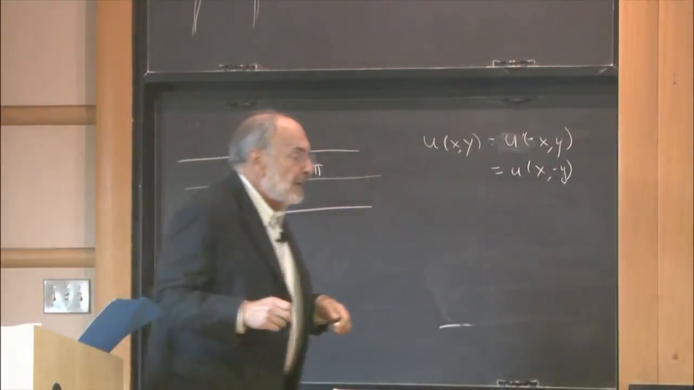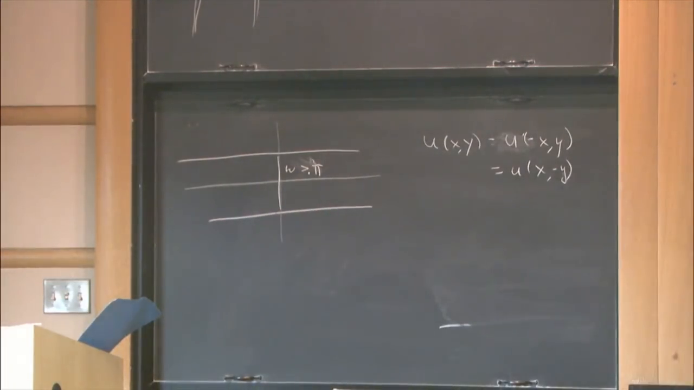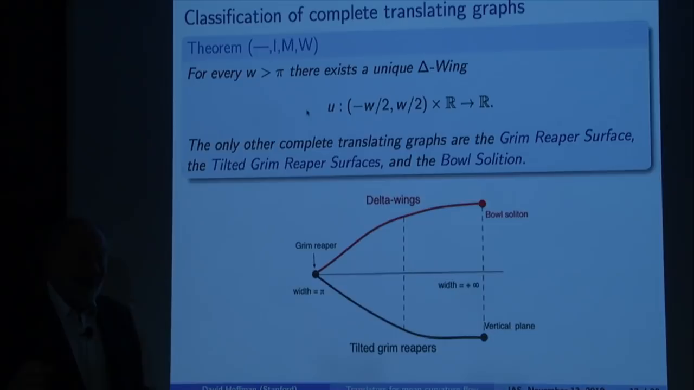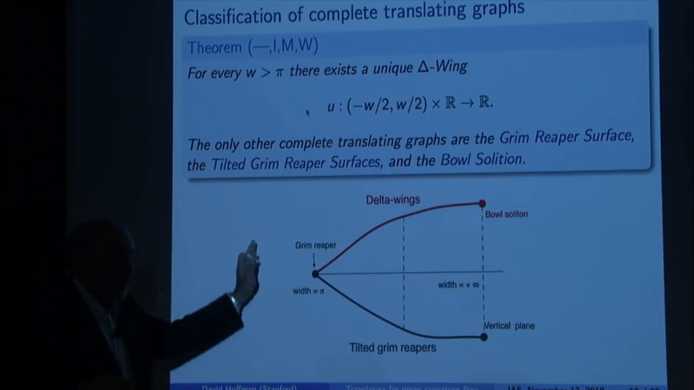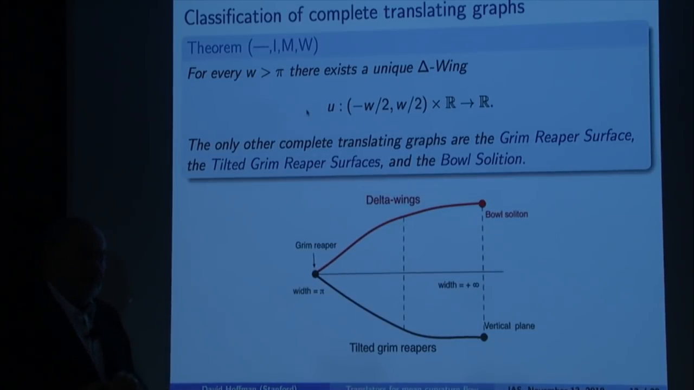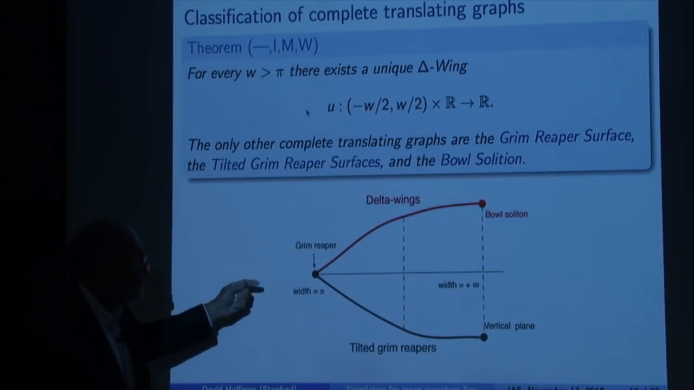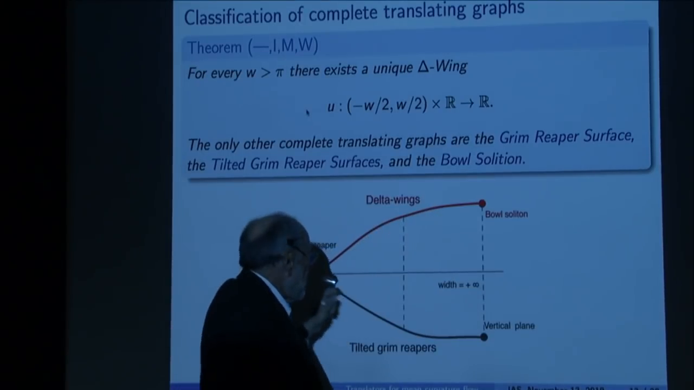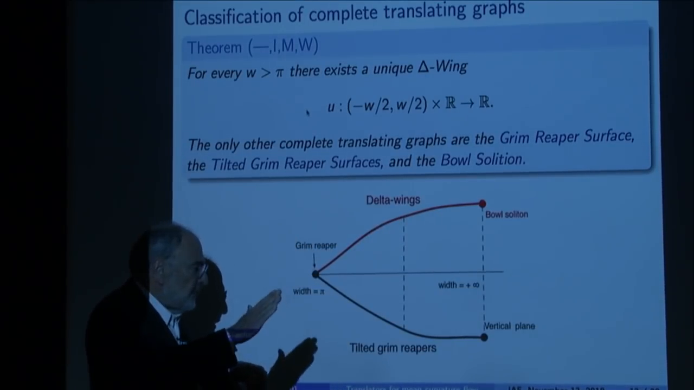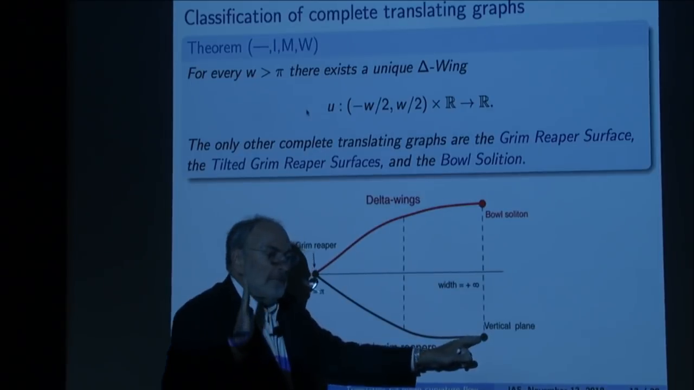So in particular, and I think I'll be using this fact later in the second hour if I survive, there is nothing over a thinner strip. There's nothing over a half plane. And there's the bowl soliton, which you get as a limit of the delta wings. Here, these Grim Reapers get steeper and steeper and steeper, and in the limit, they're vertical planes.